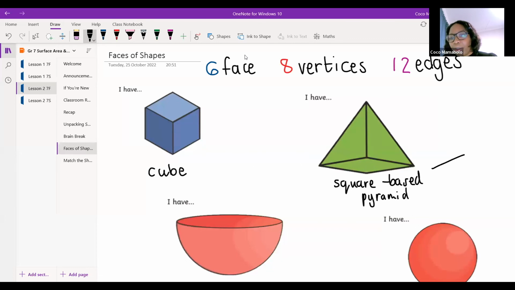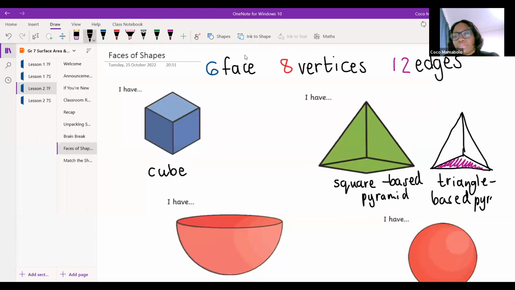If I had a shape that looked like that, what kind of pyramid is this? Who knows? It's very easy. Just look at the bottom shape. What is this? Good. It's a triangle-based pyramid. Yeah, it's just a triangle-based pyramid. That's it. You guys got it. Okay. So we always look at the base and we look at what it looks like, and that's the kind of pyramid it is.